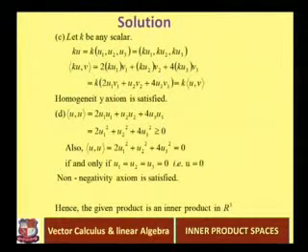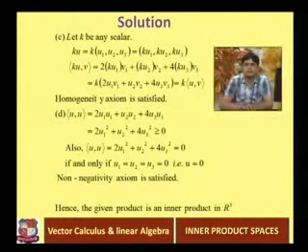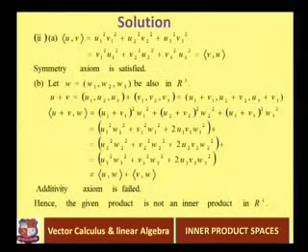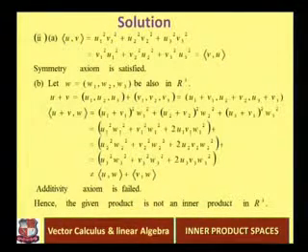So here we have seen that all four properties of inner product spaces are satisfied. So the given function is an inner product space in R3. Now let us take one more example which is not an inner product space. For that we choose one function, the inner product of u and v is equal to u1 square v1 square plus u2 square v2 square plus u3 square v3 square. First of all we check the first property, symmetry.